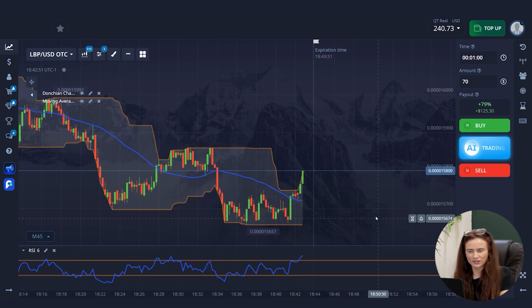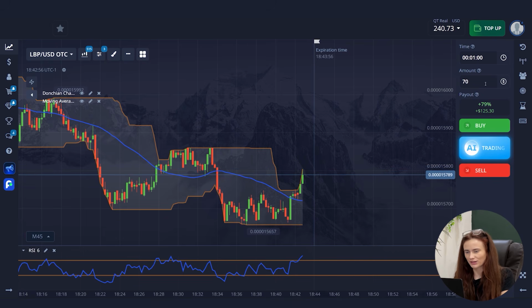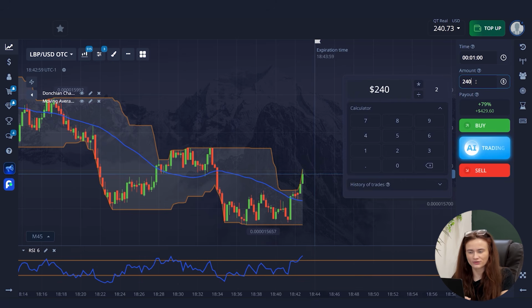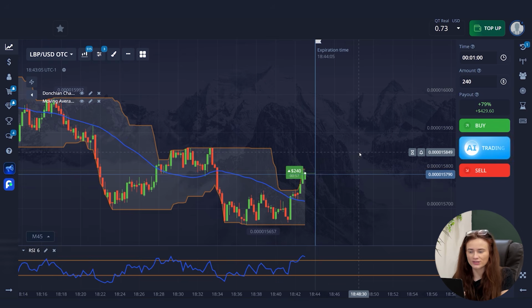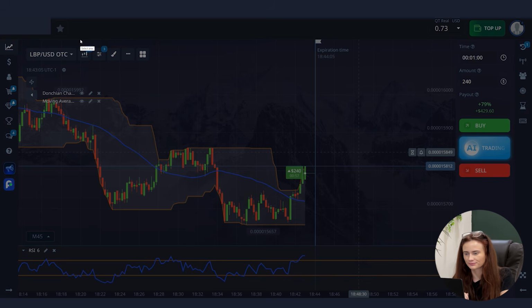I think this situation can be taken to work and open the first trade, so let's do it. Trading time I use 1 minute, starting with the amount of $240, and my prediction is that the price will increase. So we open the trade by pressing the green button.